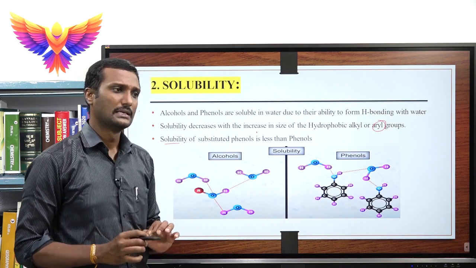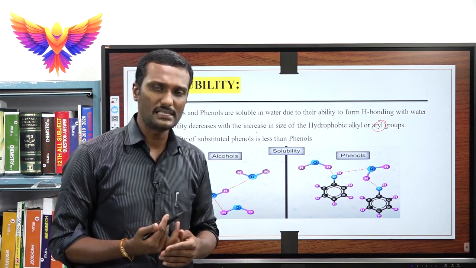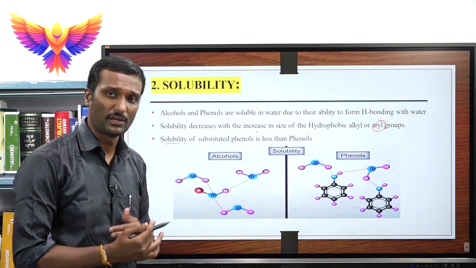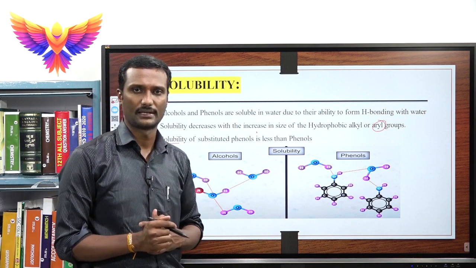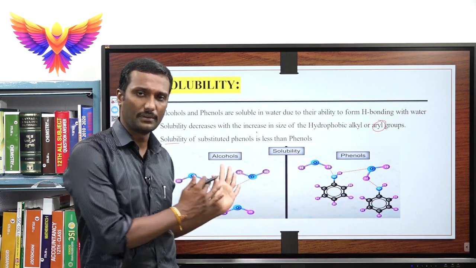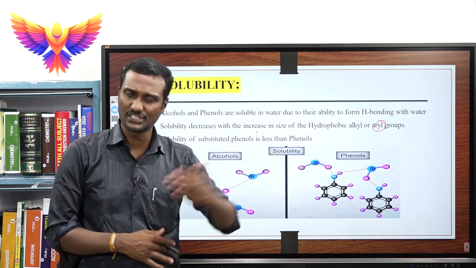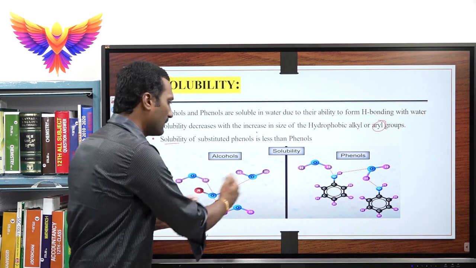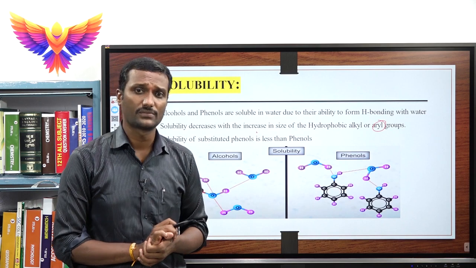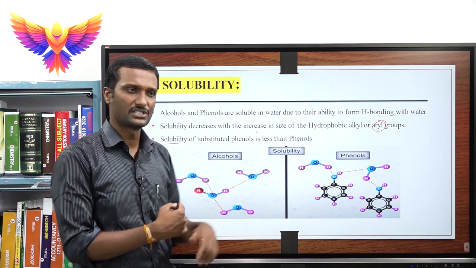So I hope you understood the boiling point and solubility of alcohol and phenol, and what is the reason? Because of the formation of hydrogen bond, because of the presence of the intermolecular hydrogen bond between two molecules. The same way between different molecules, there is a formation of hydrogen bonding, that's why we call it intermolecular. Intra means within a molecule, so that we will study later.